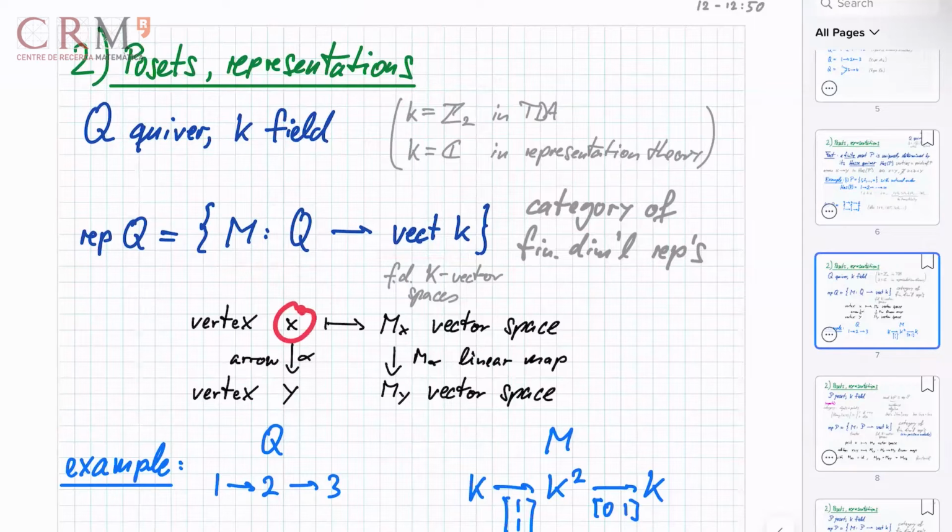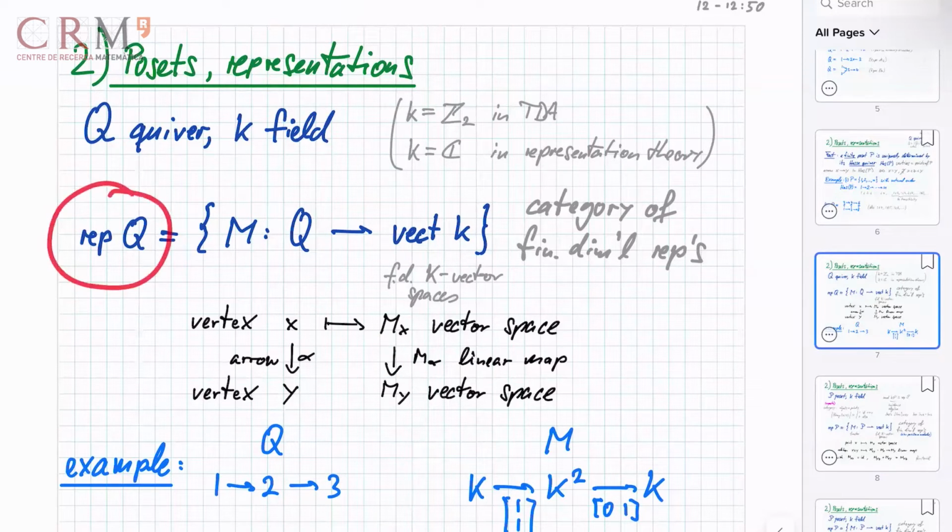For every vertex x of the quiver, I give myself a vector space, M_x. For the vertex y, I give myself a vector space, M_y. And when there's an arrow from x to y, then I give myself a linear map from the vector space M_x to the vector space M_y. So really the datum of the bunch of arrows I represent in terms of linear maps between vector spaces, the same configuration. This is what is called a representation of a quiver.